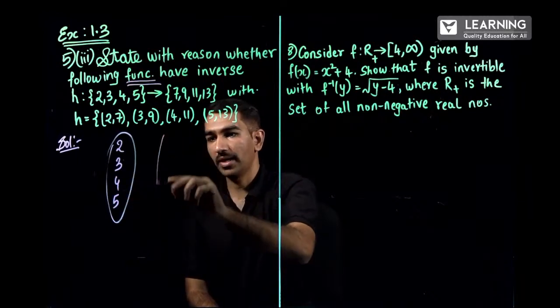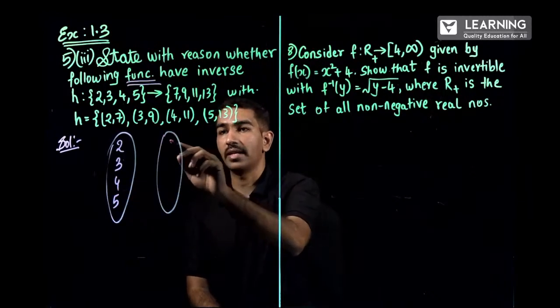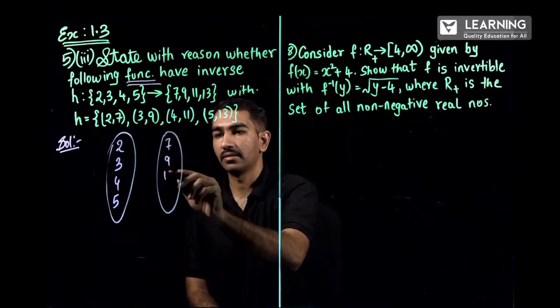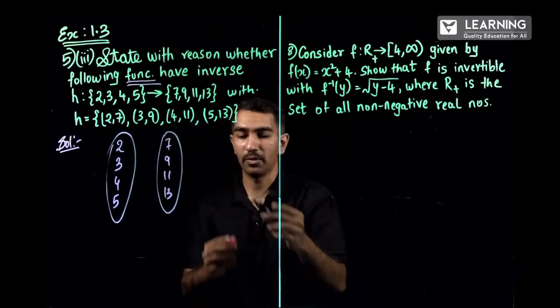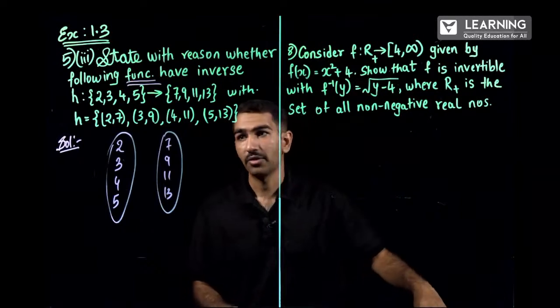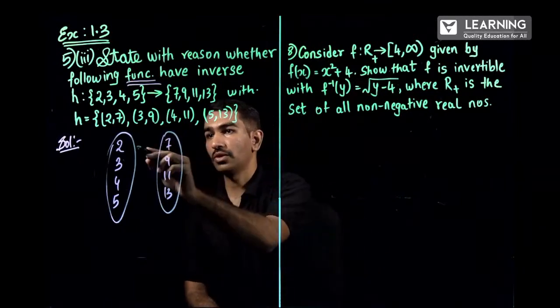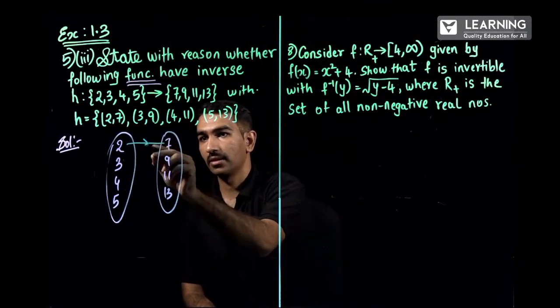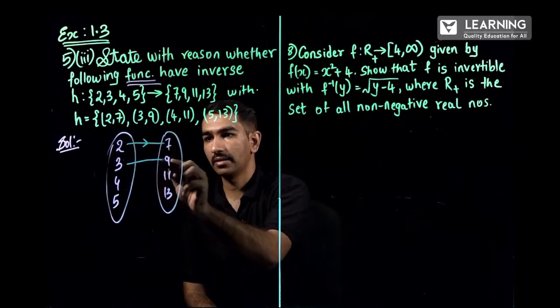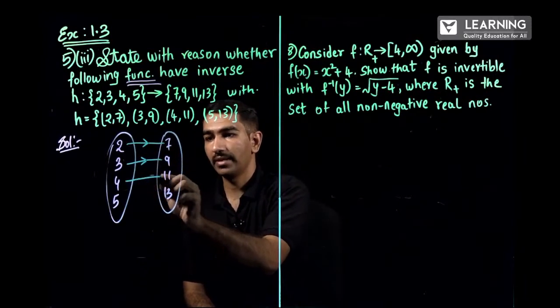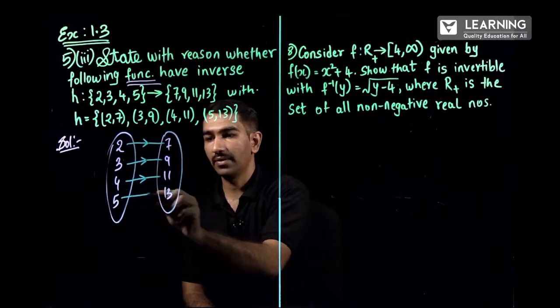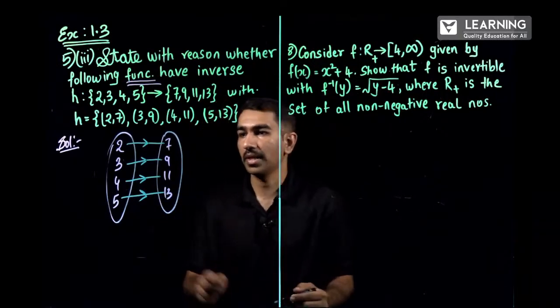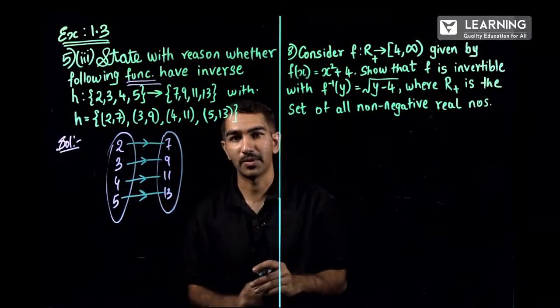Correct. On this side what do we have? 7, 9, 11, 13. Now try to map them according to whatever the function is given, students. So if you try to map them, 2 to 7 like this, okay, arrow diagram, 3 to 9, 4 to 11 and 5 to 13. So by looking at this mapping, what can we tell, students?